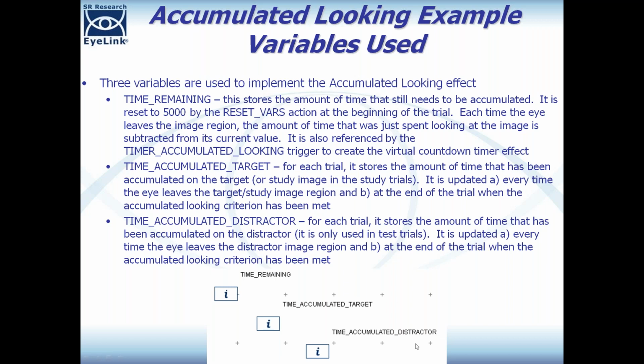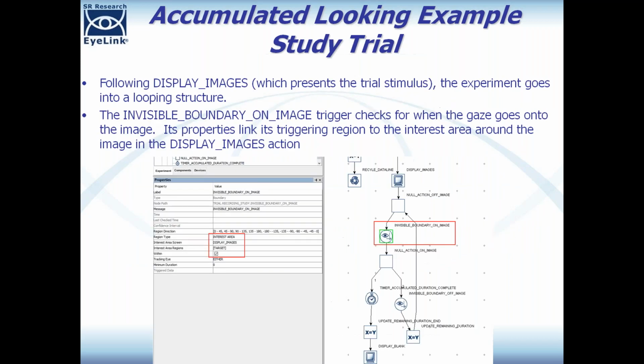So this time accumulated distractor variable is the third variable, and it's similar to the one called time accumulated target, except it's logging how much time they spent looking at the distractor for the test trials. It's only used in the test trials, okay? So those are the three variables to keep in mind. And now let's take a look.